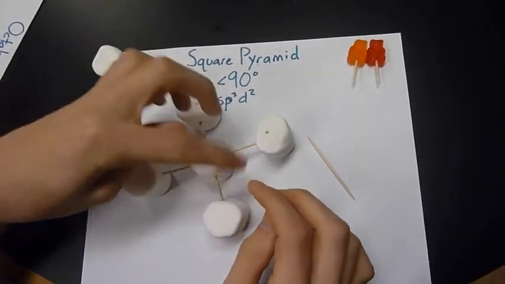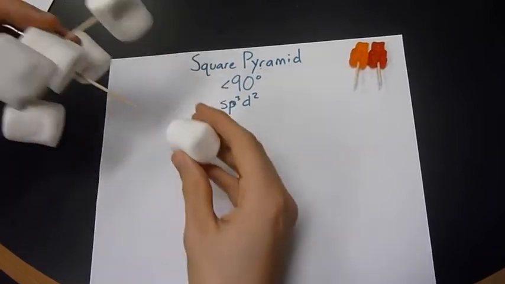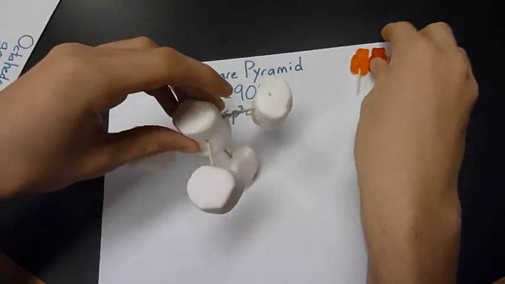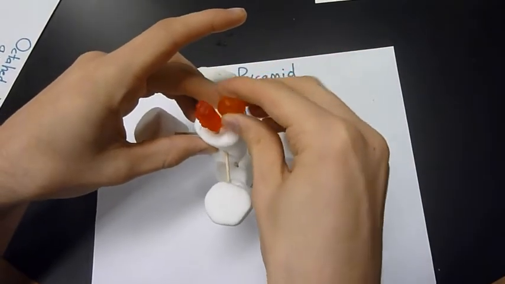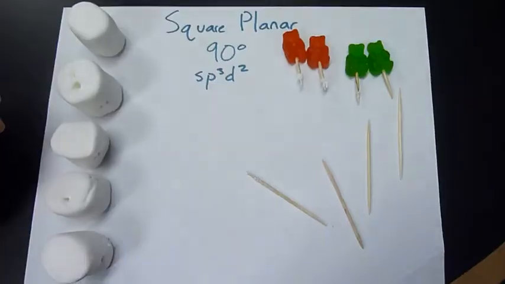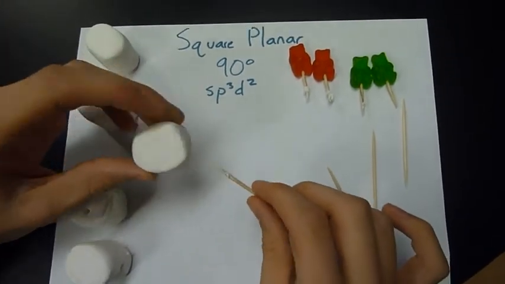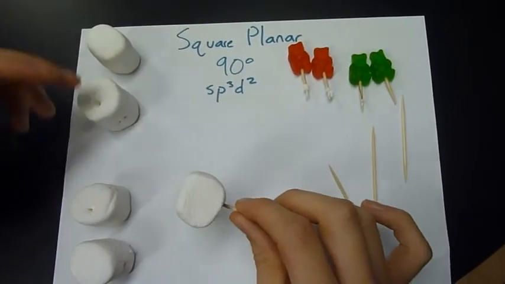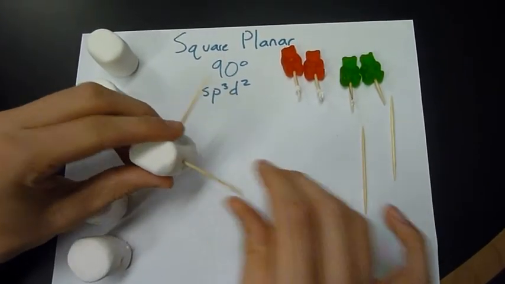You can see you have 4 bonds around, 1 bond under, and the lone pairs go on top. Here we have the square planar, 1 central atom, 4 bonds, and 2 lone pairs. Bond angles are 90 degrees.